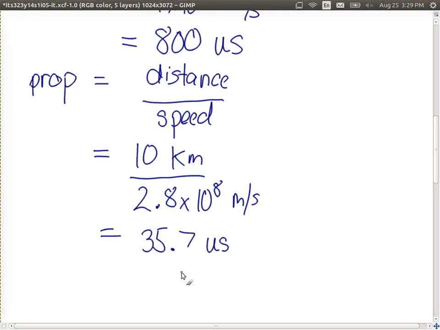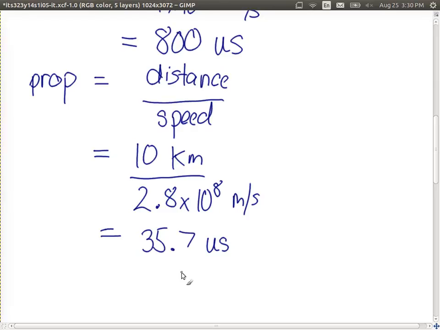So 800 microseconds to transmit out of computer A. And 35.7 microseconds for each bit to propagate across that 10 kilometer link. Distance divided by speed. This is mu or u, micro. So it takes 800 microseconds for the bits to get out, and that last bit takes 35.7 microseconds to get to the other end of the link.